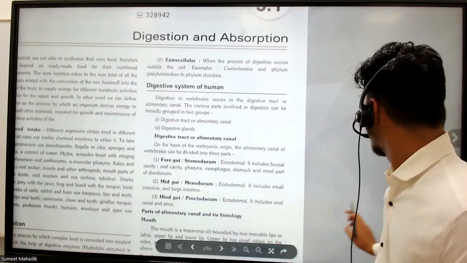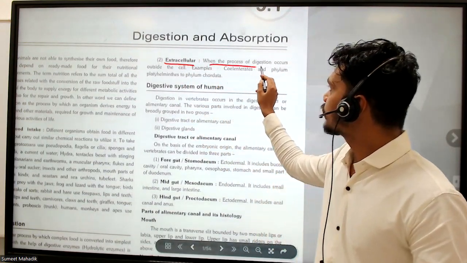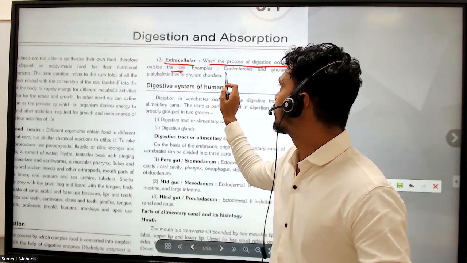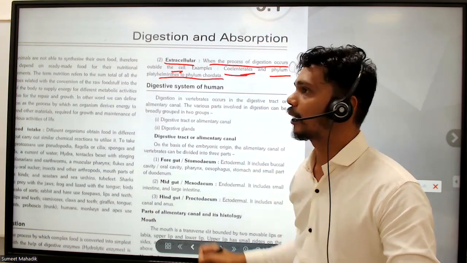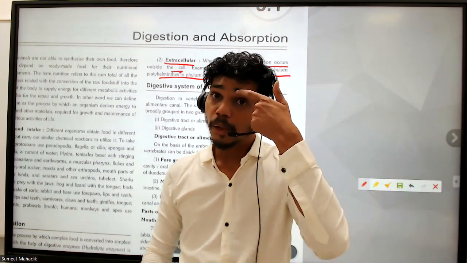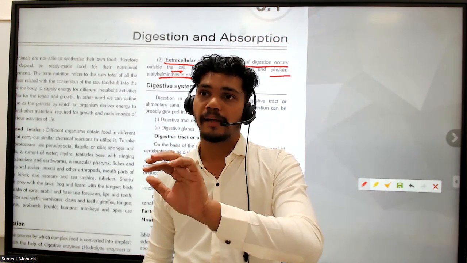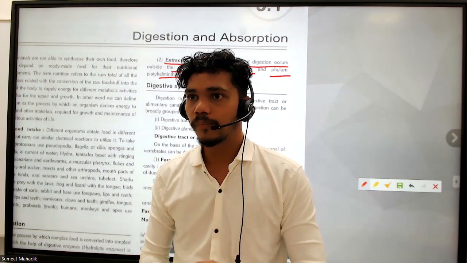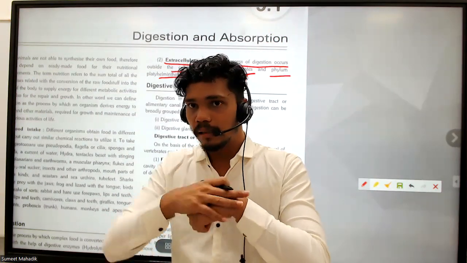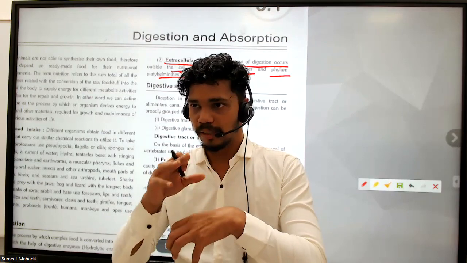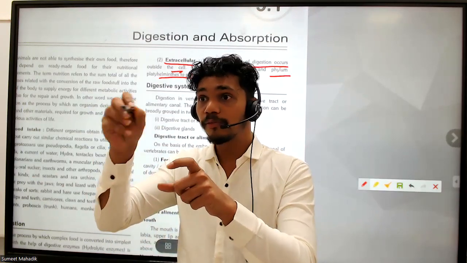Now extracellular, the moment I say extracellular means what? Obviously outside the cell. When the process of digestion occurs outside the cell. Example, coelenterates and the phylum platyhelminthes or phylum chordata. For example, mosquito. What is the difference between mosquito and normal fly? Can anybody tell me? Mosquito bites, that's correct. That means it's sucking the blood, it is not able to make its own food. That's why they're sucking the blood. But in case of fly, they actually spit on the food.